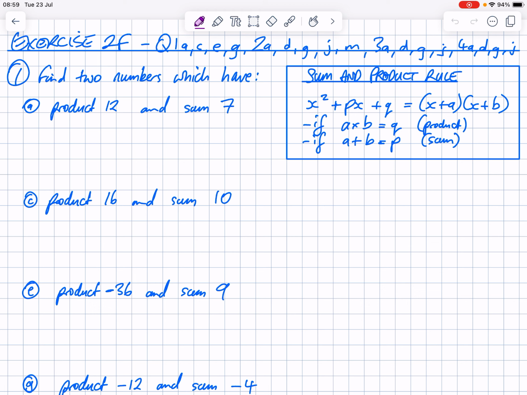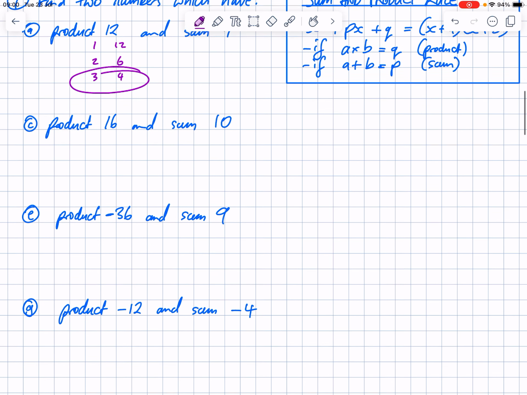So the product of 12, well, what are the factors of 12? I could times 1 and 12, 2 and 6, 3 and 4. The next one is 4 and 3, but I've already got 3 and 4, so I just stop there. I have the factors of 12 here, but I need two numbers which also have a sum of 7. 1 plus 12 is only going to get you 13, or 11. 2 and 6 I can get 8 or 4, but 3 plus 4 is 7. So the two numbers with product 12 and sum 7 are 3 and 4.